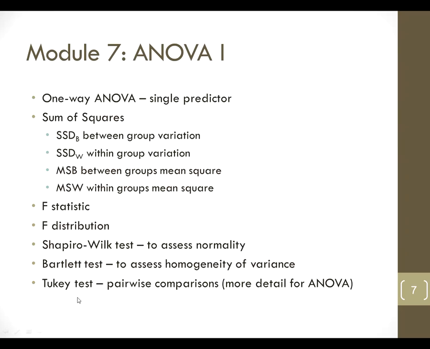So to get at that, we need to use our Tukey test. We look for pairwise comparisons between each of the groups in our one-way ANOVA, and this provides a little more detail about exactly which pairwise contrasts are statistically significant and which are not.